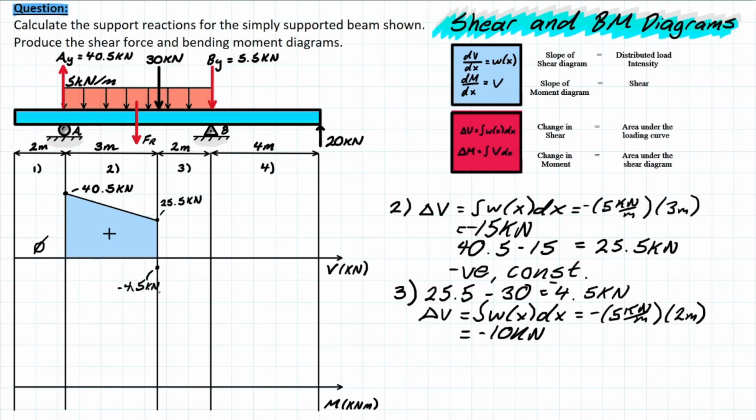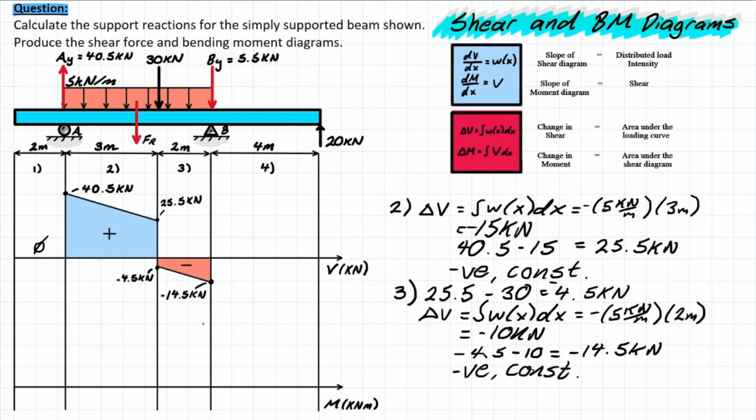Alrighty, now we just got to take this away from the existing negative 4.5 that we have. So we have negative 4.5 minus the 10, which is going to leave you with negative 14.5 kilonewtons at the end of segment 3, which is somewhere around here. And same type of thing, we have a negative constant slope for the shear diagram.